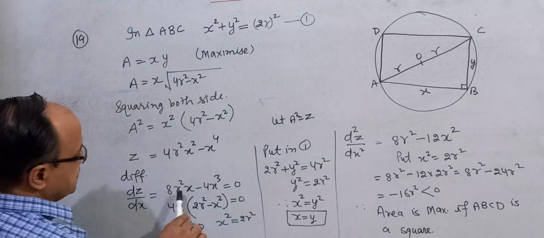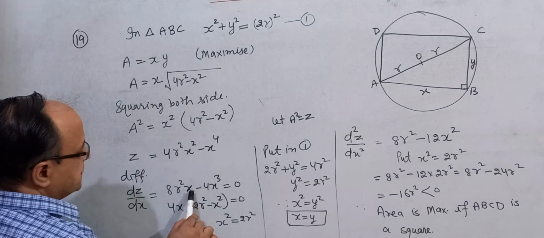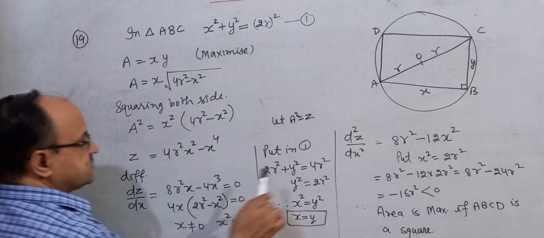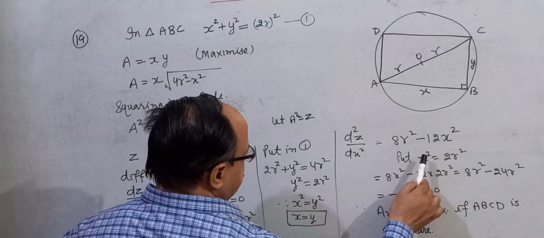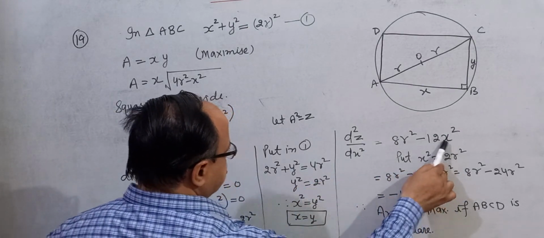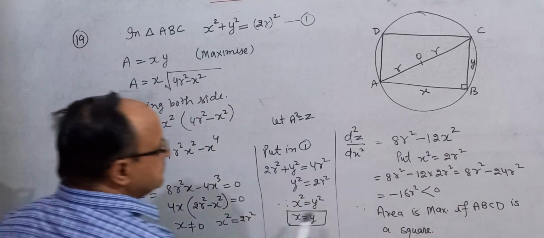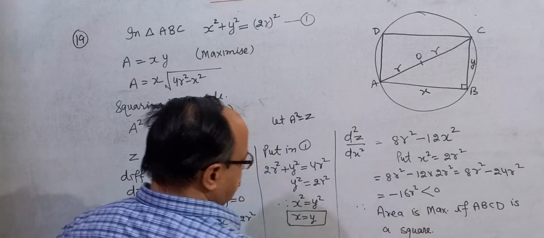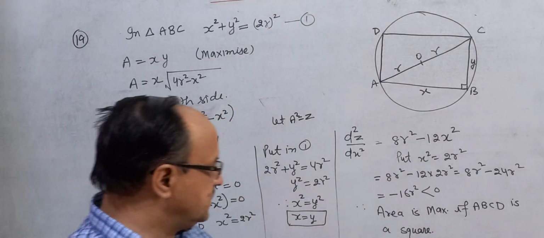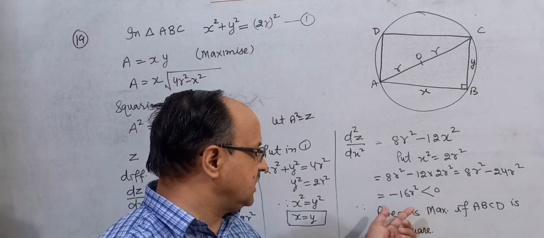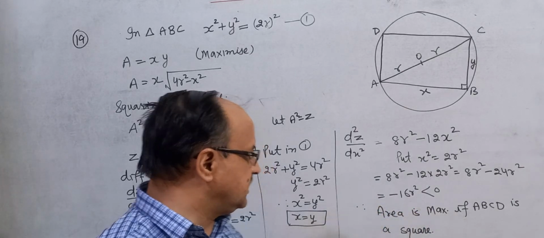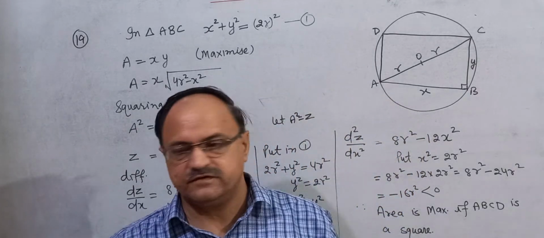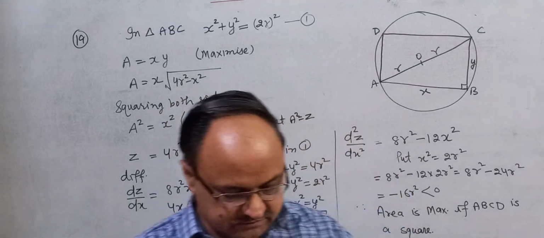After that find its second order derivative. Second order derivative of this portion: derivative of x is 1, so therefore 8r square. Derivative of 4x cube, 12x square. Put the value of x square here. Therefore after simplification minus 16r square, and since r square is positive, this is always less than 0. If the second order derivative is less than 0, then area is maximum. Therefore you can say area is maximum if ABCD is a square. Clear?